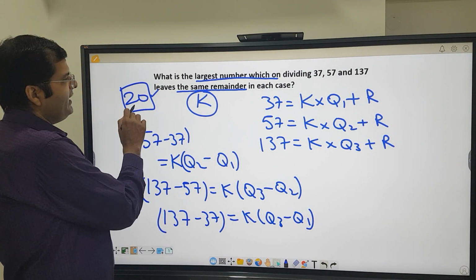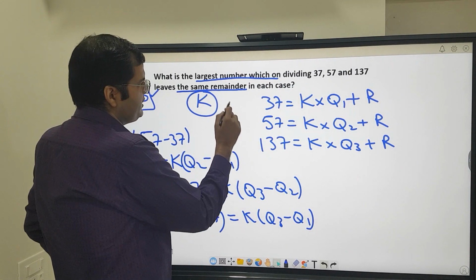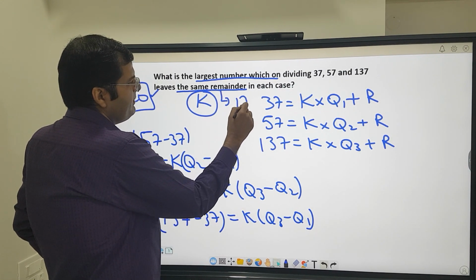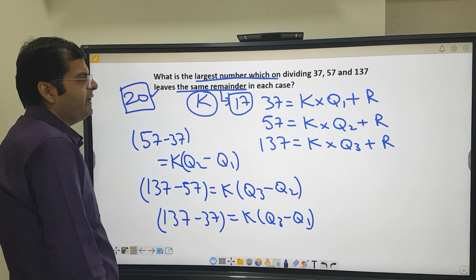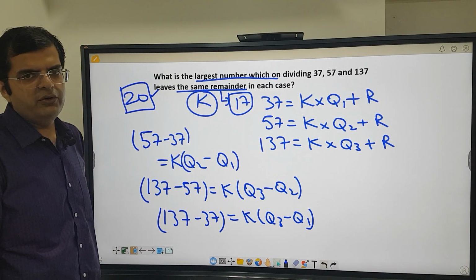So over here the answer is 20, but if the question asked for the same remainder, it will be 17. So that is how you solve this question.